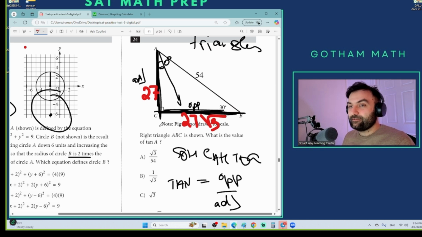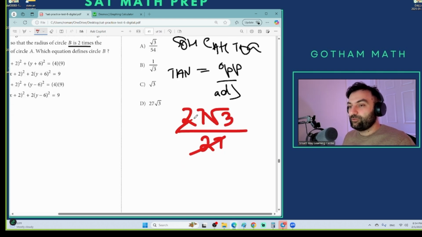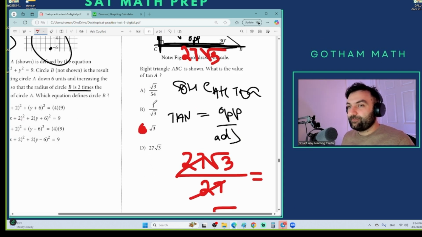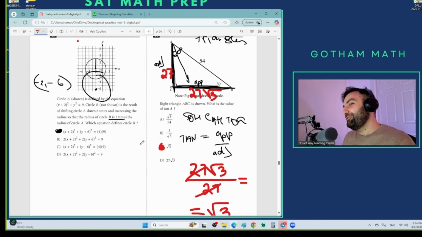Now opposite over adjacent. Opposite 27 square root of 3 over adjacent 27. Reducing 27 and 27, getting square root of 3 over 1, or just square root of 3. Well, okay, I'm not going to flex that much and say that it's a 10-second question, but let's say it's in the 30-second range. Actually, I can probably do it in 10 seconds, to be honest. I remember special right triangles, and so should you.